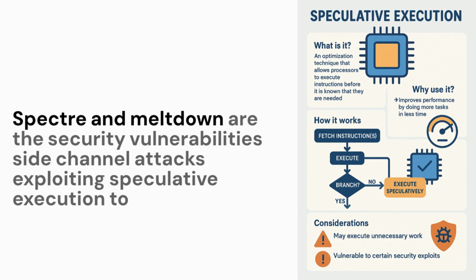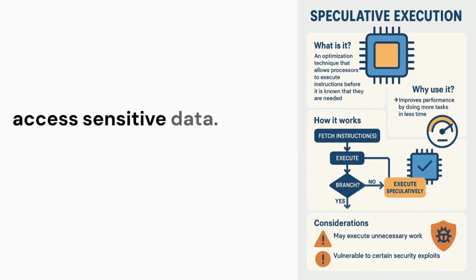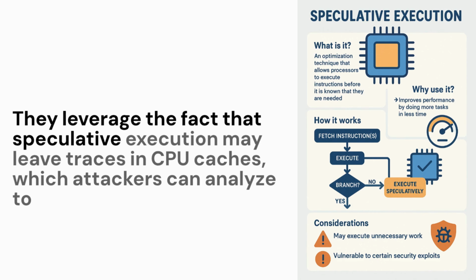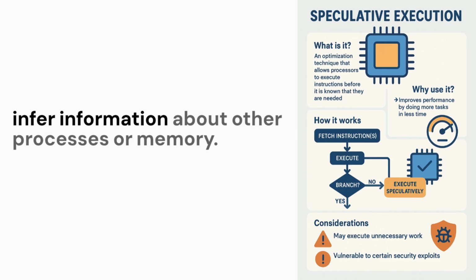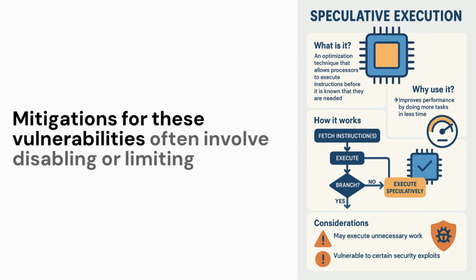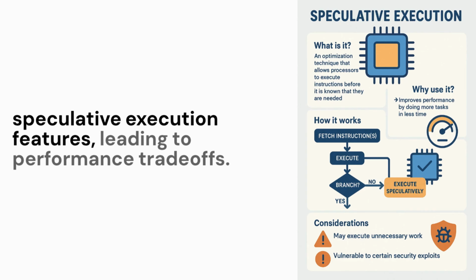Spectre and Meltdown are security vulnerabilities, side-channel attacks exploiting speculative execution to access sensitive data. They leverage the fact that speculative execution may leave traces in CPU caches, which attackers can analyze to infer information about other processes or memory. Mitigations for these vulnerabilities often involve disabling or limiting speculative execution features, leading to performance trade-offs.